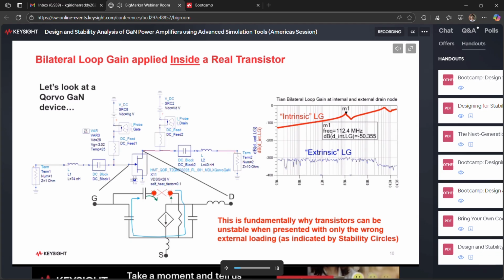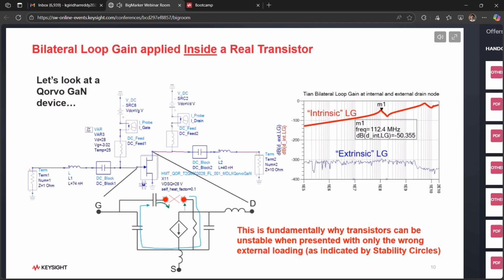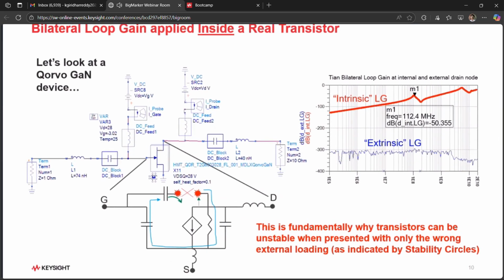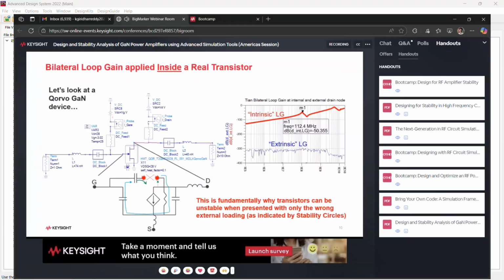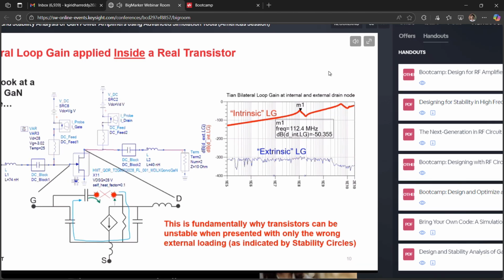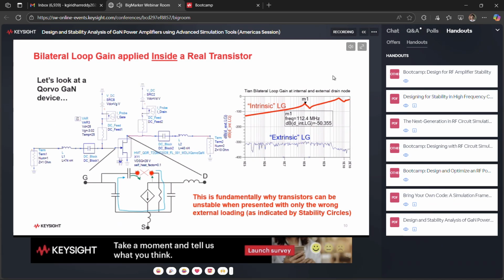So this is fundamentally why transistors can be unstable when we present them with the wrong load. If we were to put the wrong load on here, we could essentially resonate this stability loop and cause an instability that's happening inside of the transistor, still due to loop gain and feedback, but not visible from outside of the device. If we break the loop outside of the device, we see nothing. If we go inside, we break that loop, we can see now the fundamental cause of instability. So this is a really important concept for loop gain. We have to be able to break the loop to observe it, and that's not always possible.